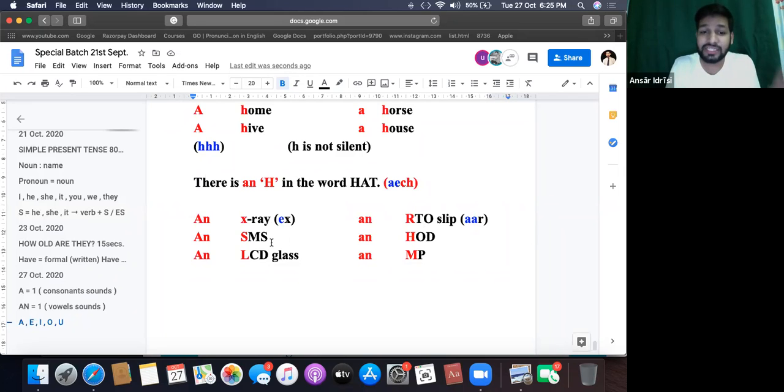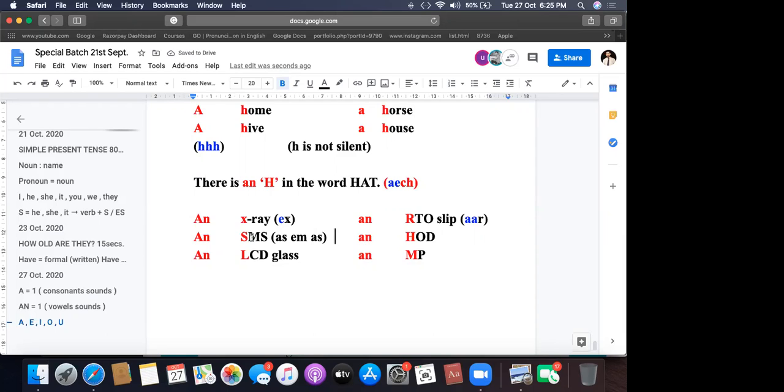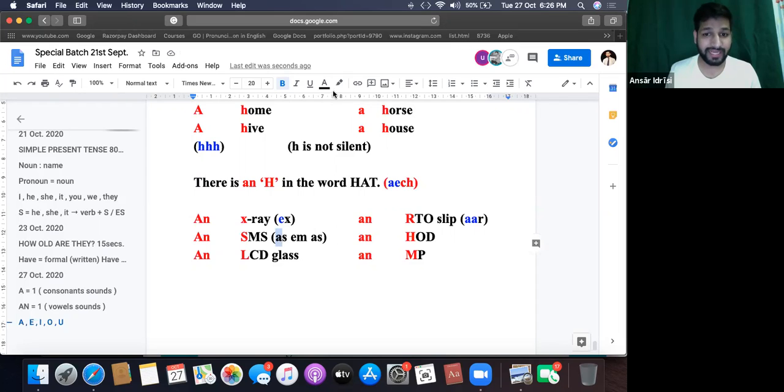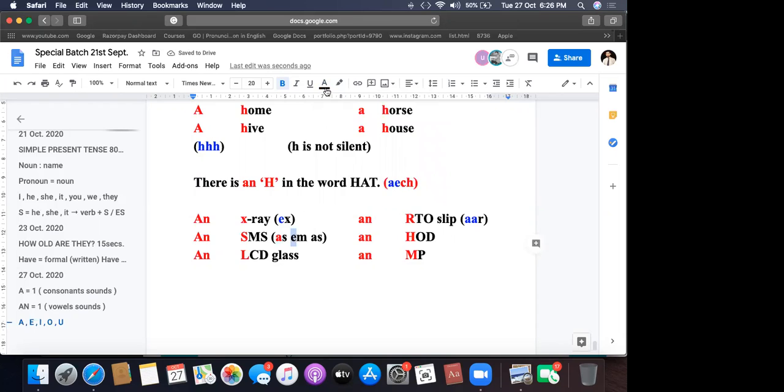Next, I sent you an SMS. Why an SMS? Because the sound is there. "An S-M-S." Am I saying "summer sir"? Sir, but if I speak English, we will read it like that, no? Exactly, my dear. So how are we reading it? S, M, S.